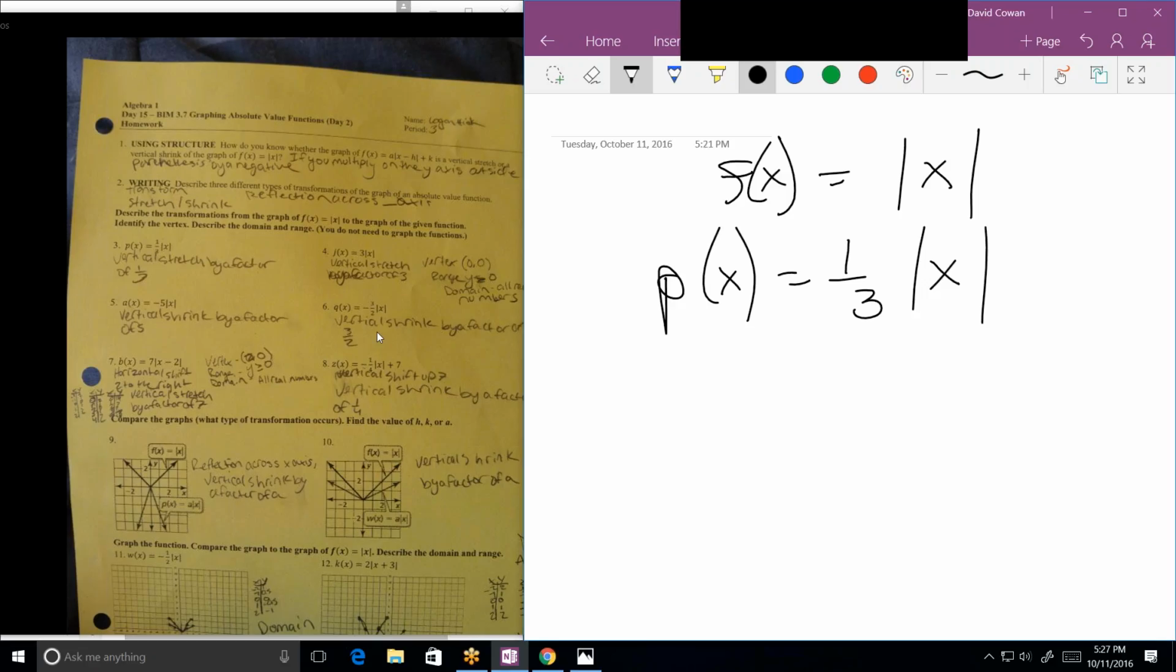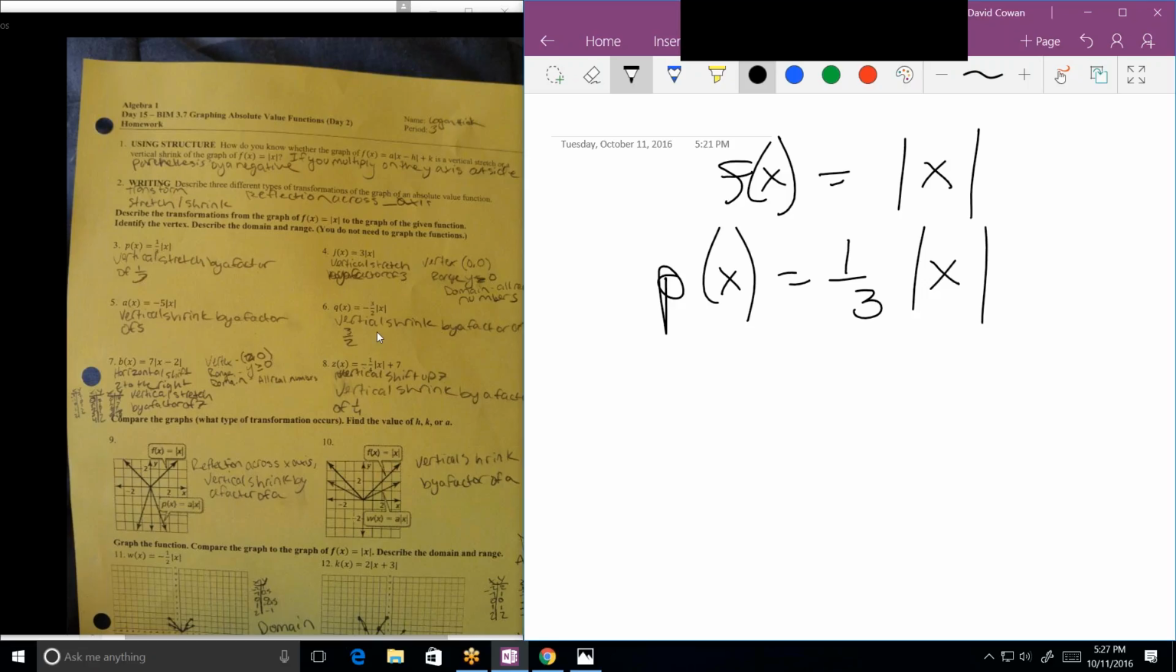What's the 3/2 mean? It means it is also a vertical stretch, by a factor. I'm not sure how to get you to memorize this, because the a is outside the function, right? And it's greater than 1. That makes it a vertical stretch.